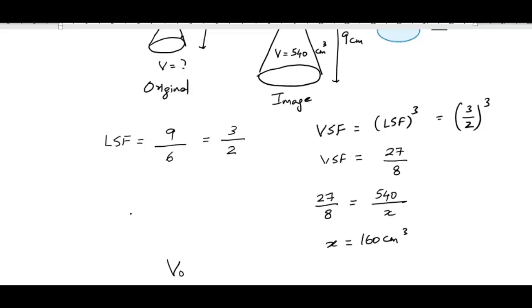So the volume of the smaller cone equals 160 centimeters cubed.